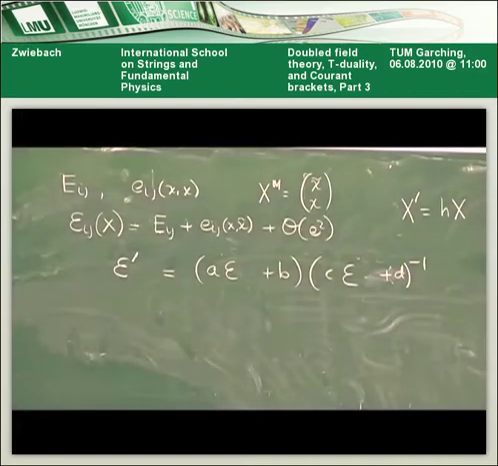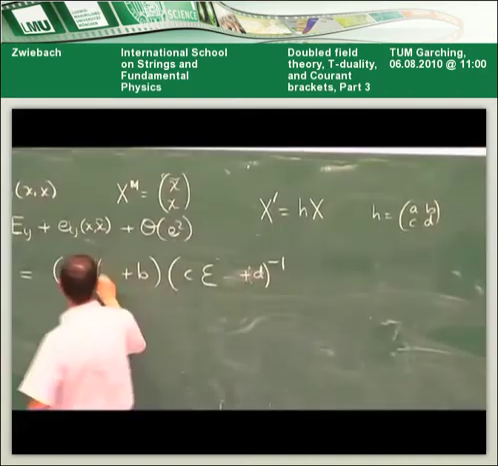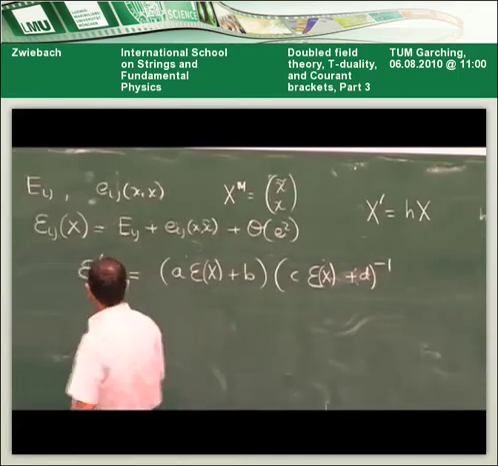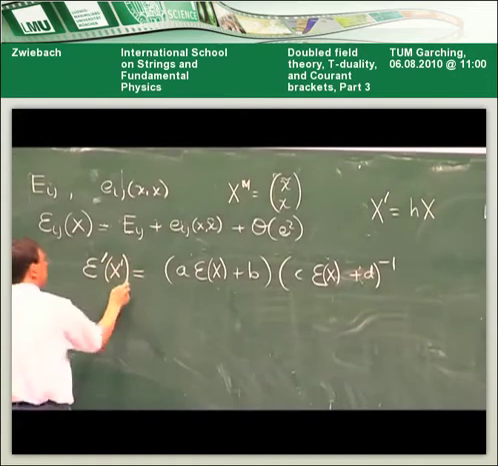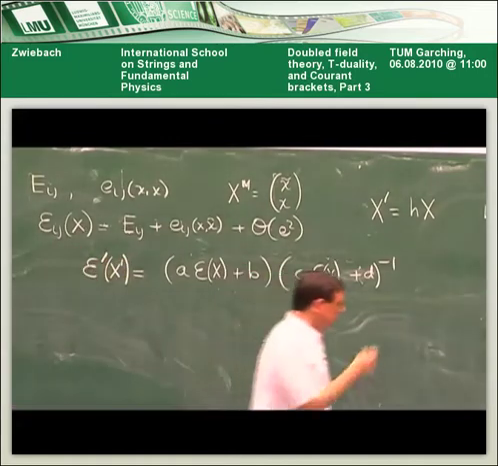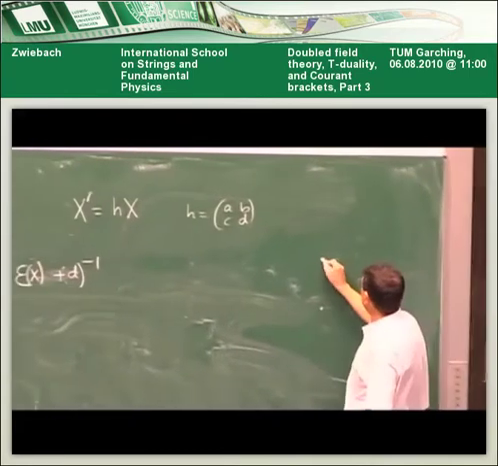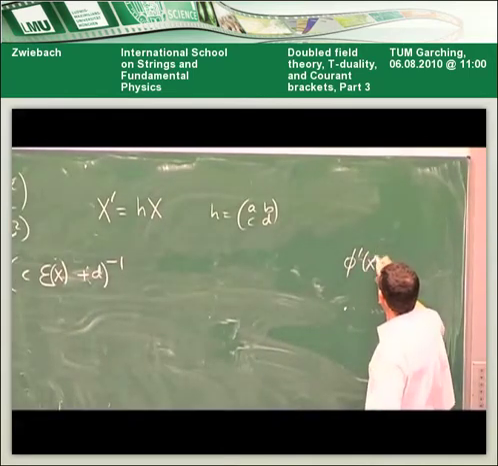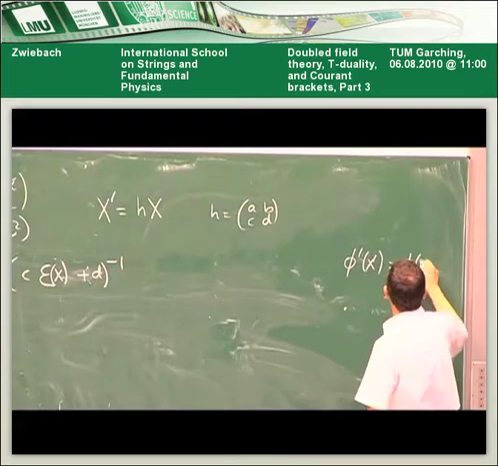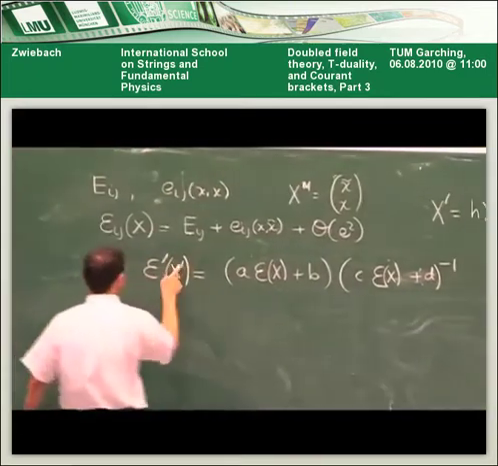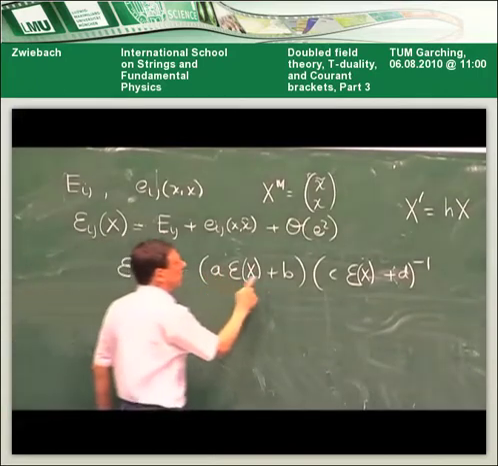But now they depend on position, so this should be of x, this should be of x, and this should be of x prime. Remember, when you have in general relativity a scalar, it's defined as saying that phi prime at x prime is equal to phi at x. So I should put the transformed field at the transformed position is equal to this thing.